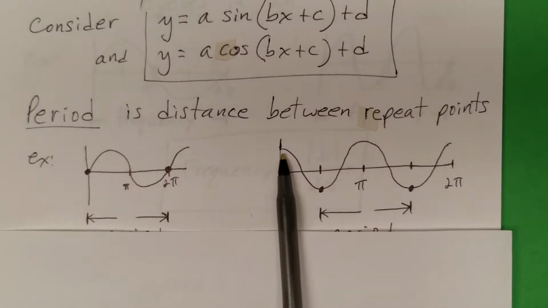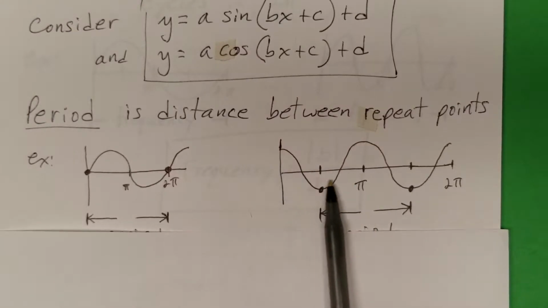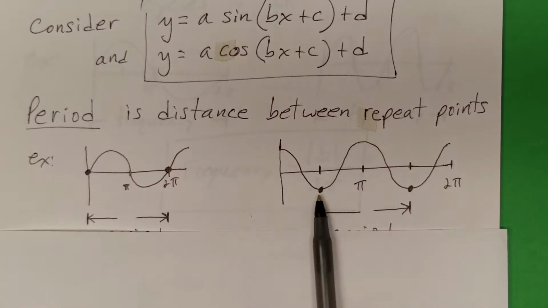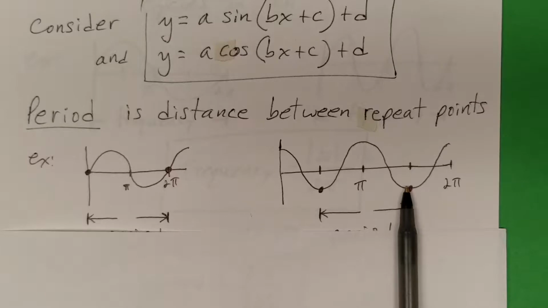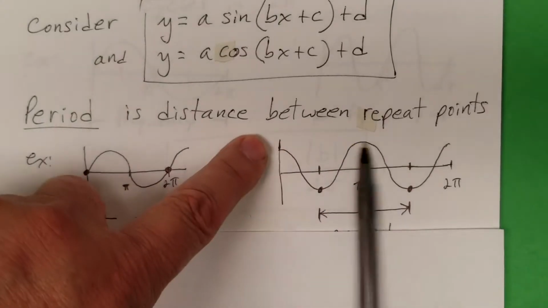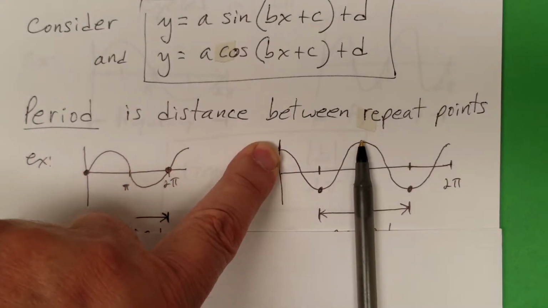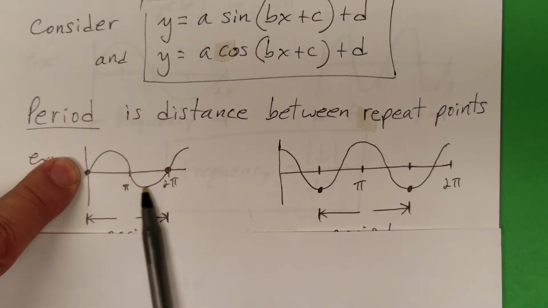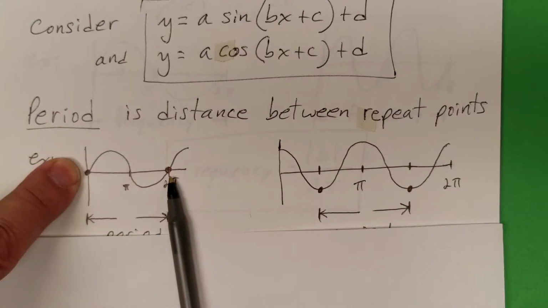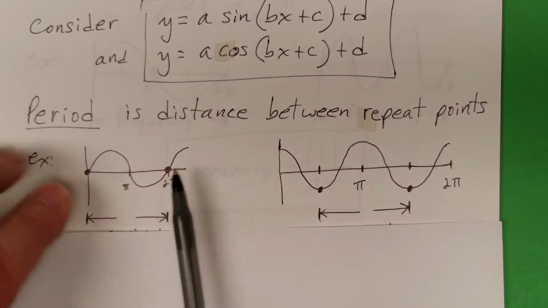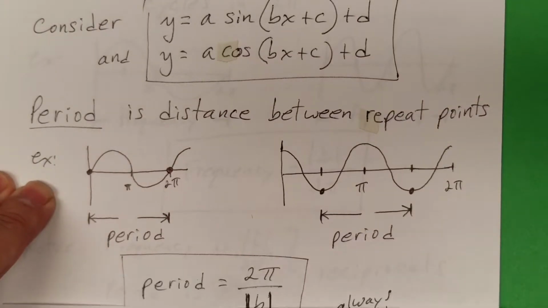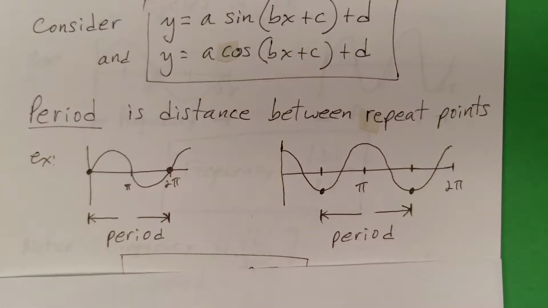So this one would be from here to here. Notice this period is pi. From here to here is pi distance across. So the period here is pi. But here, where does it start repeating? Not at pi, at 2 pi. So here the period is 2 pi. But we're not going to draw them, we're just going to look at the numbers.